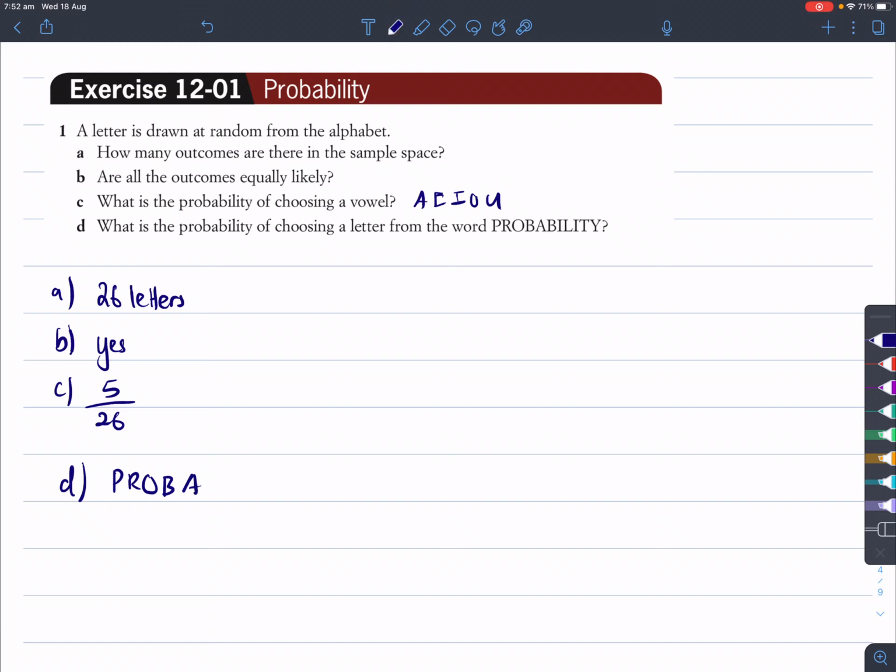And then we have a look at the next letters. So I, L. I've included I already, so I'm not going to write I again. Then T, then Y. So if we have a look at the number of letters here, there are 9 letters. So there will be a 9 out of 26 chance of choosing a letter from the word probability. Okay, so in summary, just include every letter of the word probability just once.